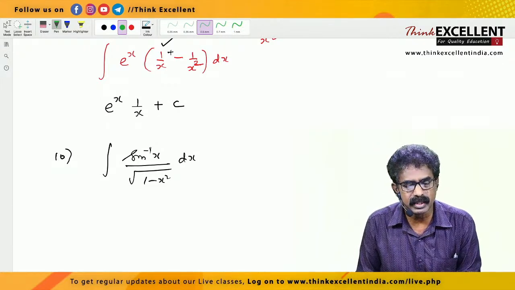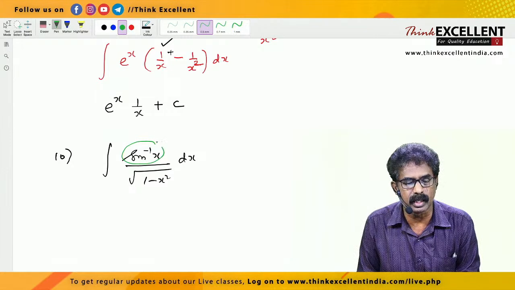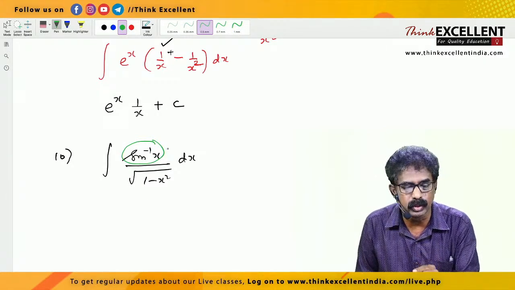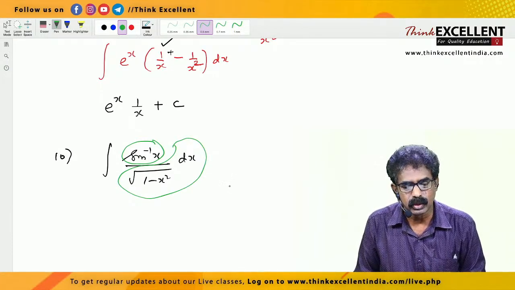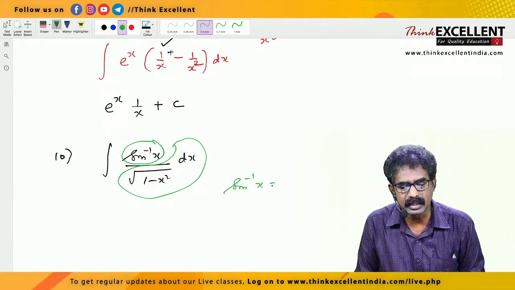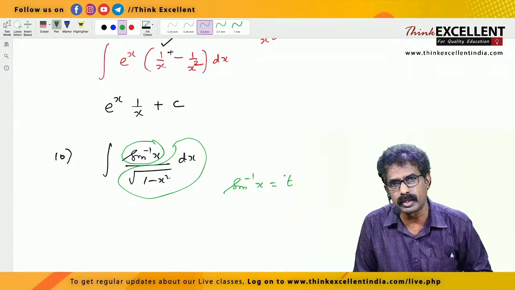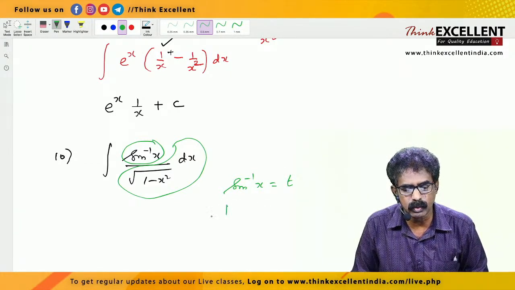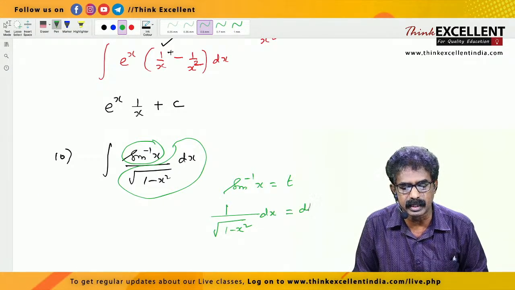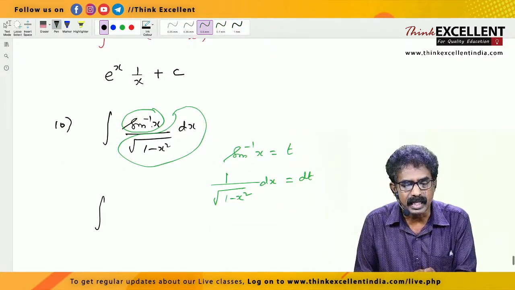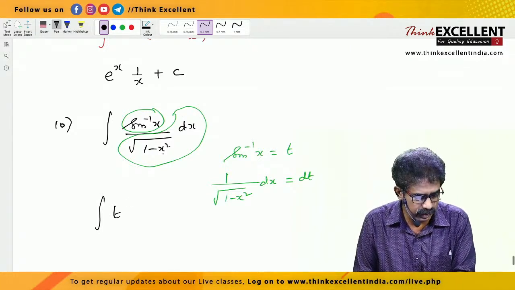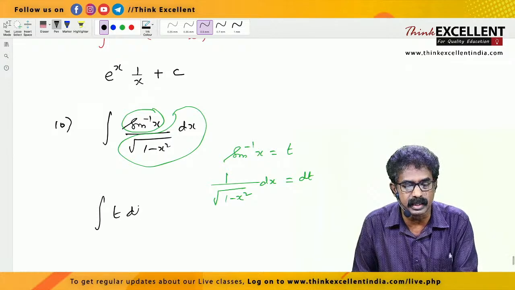Now here there is sin inverse x. If you take that as t, the derivative of sin inverse x is 1 by root of 1 minus x square. So that becomes dt, right? So you take sin inverse x as t, or you can take it as u, any letter you give. So sin inverse x derivative is 1 by root of 1 minus x square dx. It becomes dt. So now the question becomes very simple. Integral of sin inverse x, that is our t, and all the remaining 1 by root of 1 minus x square dx together become dt. That's all.